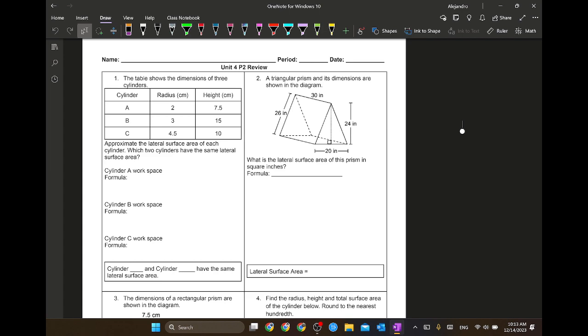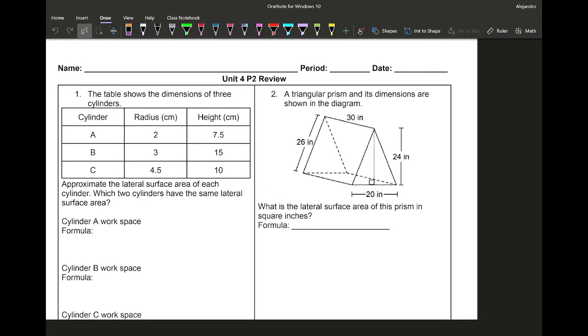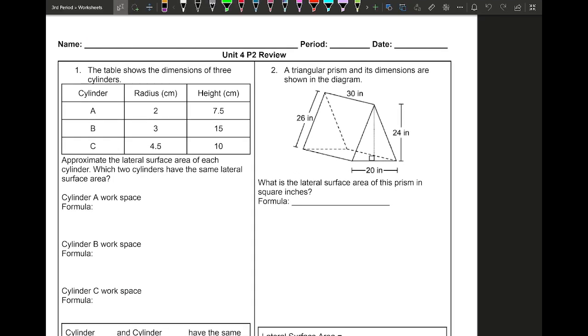All right, so question number one. In this one, we're looking for lateral surface area of cylinders. It says the two cylinders have the same lateral surface area, and we have a formula for lateral surface area, and that is just going to be 2 pi RH. That's going to give me the lateral surface area for a cylinder.